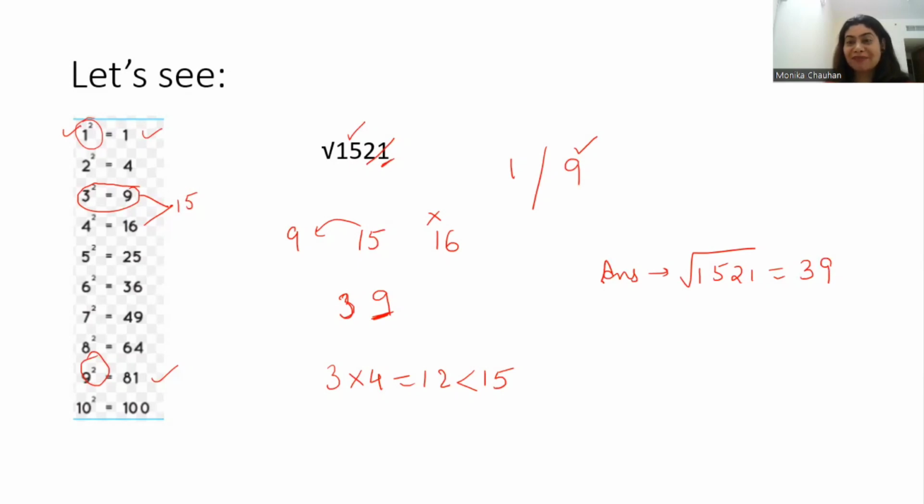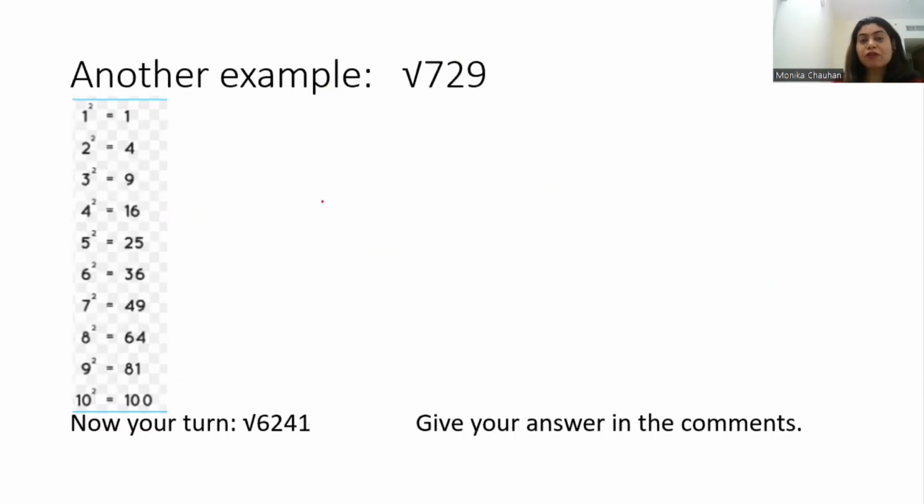I'll show you one more example, then it is clear. Let's take the square root of 729. Underline the last digit 9, and find out where you find 9 in your squares. I have 9 over here and I have 9 over here. So it means I have the possibility of either 3 or 7. I will write either 3 or 7 over here.